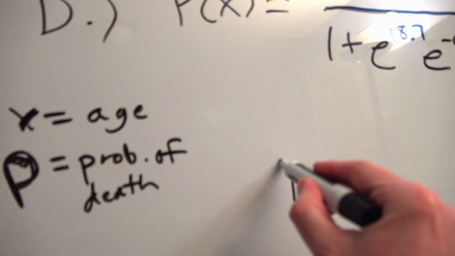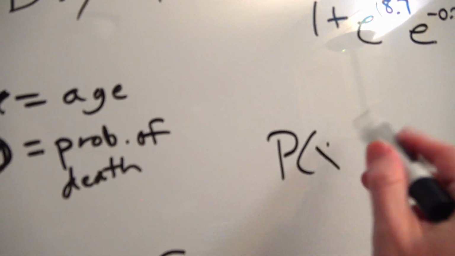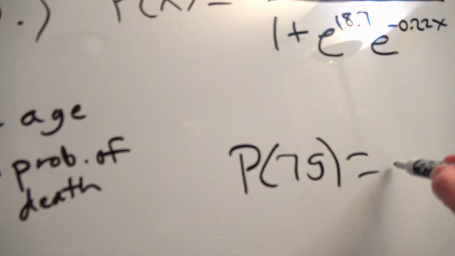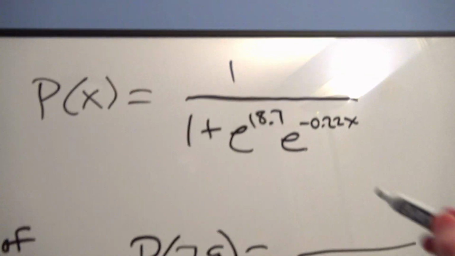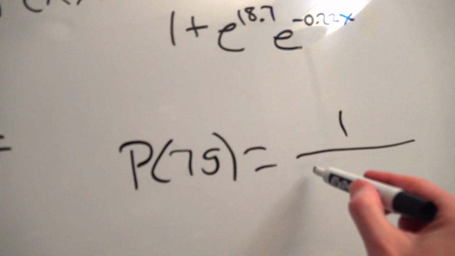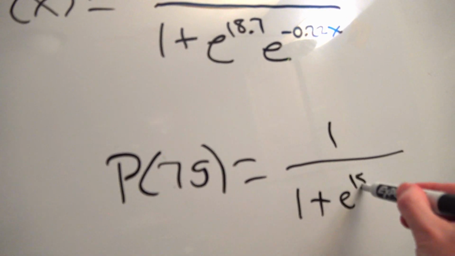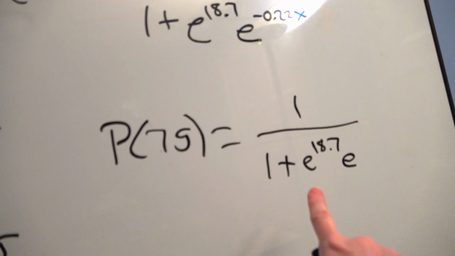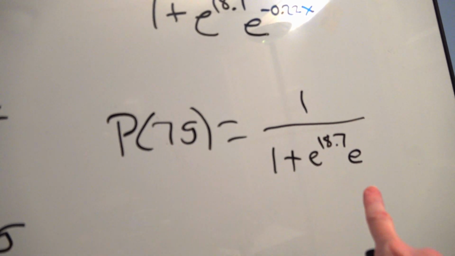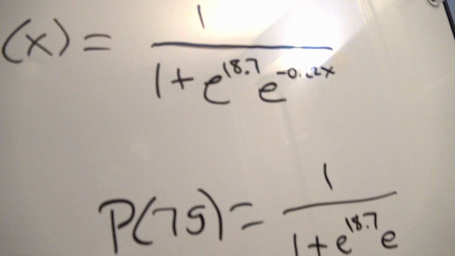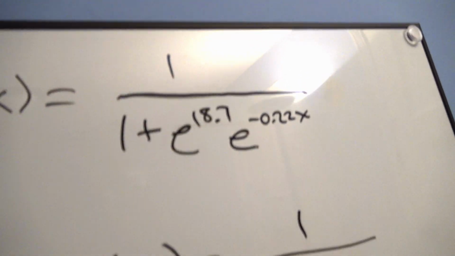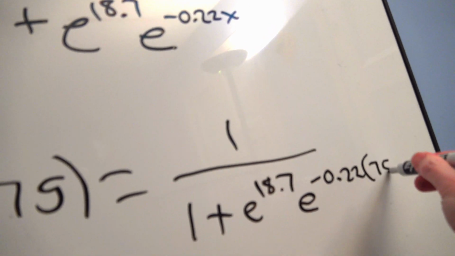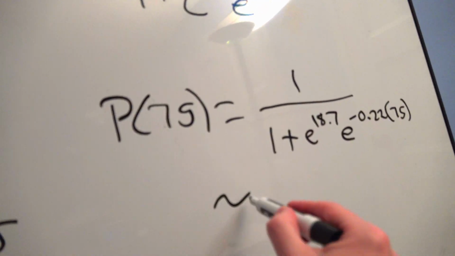So P of X, all right? Actually, this is going to become not P of X. Let's call it P of 75, even more specific. P of 75 would be, we got 1 on top, over 1 plus e to the 18.7. Hey, look at this. Your real life probability of living has an e built into it. All this stuff in real life has the number e built into it. Isn't that amazing? Negative 0.22 times 75 years old. All right. Okay. And we'll just round this off.